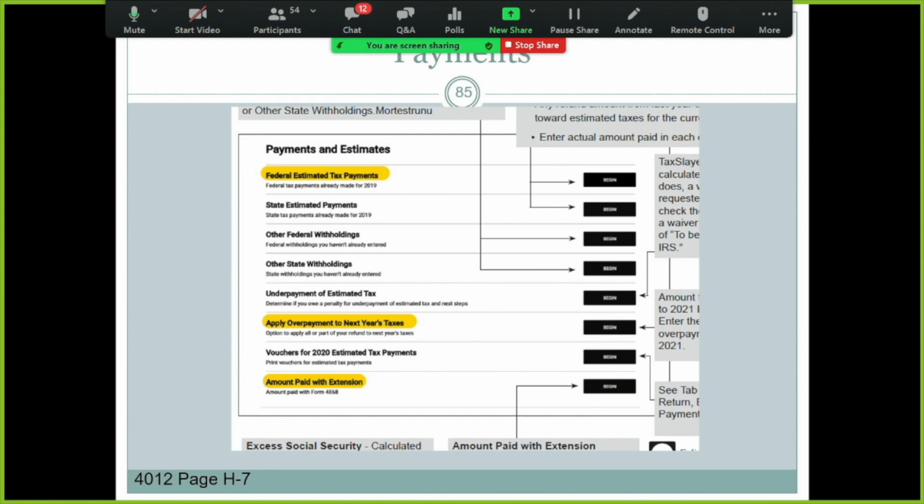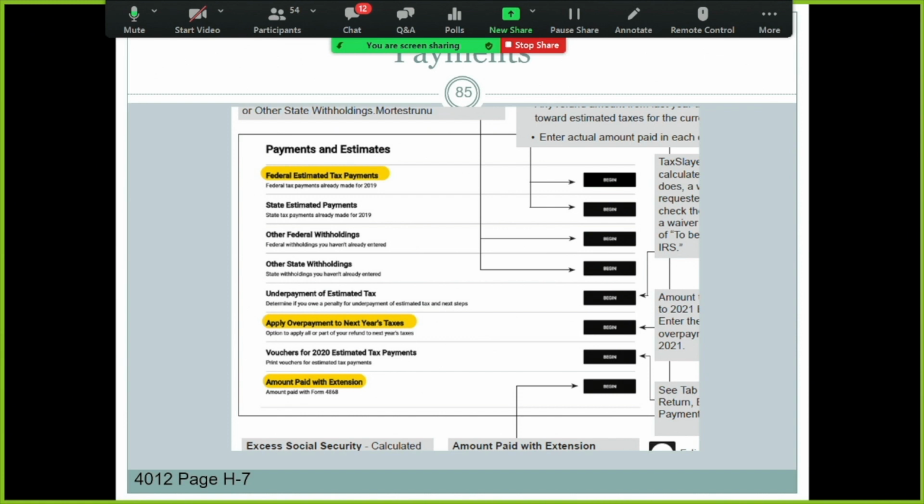Then if they have apply overpayment to next year's, that is if we've completed the tax return and determined that there is a refund, they want that refund for 2021 applied to 2022. We're then able to click that button, and then whatever amount they want to be as an estimated tax payment for the next year, we can do that as well.